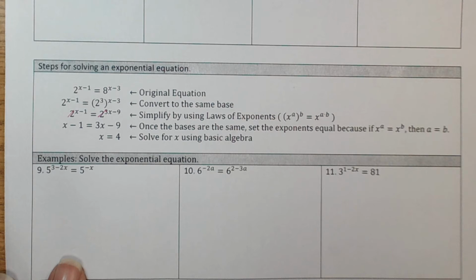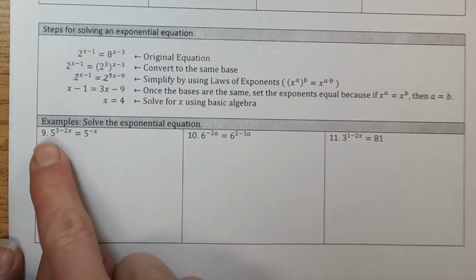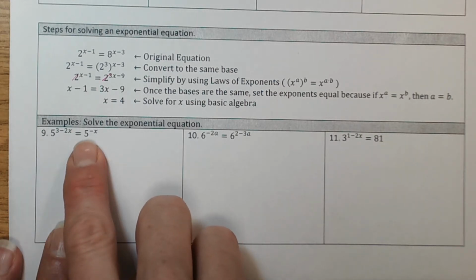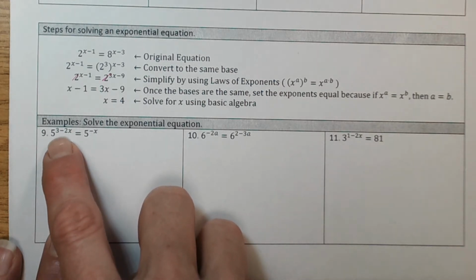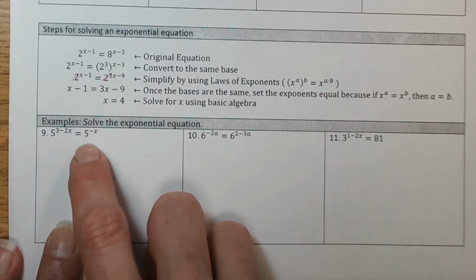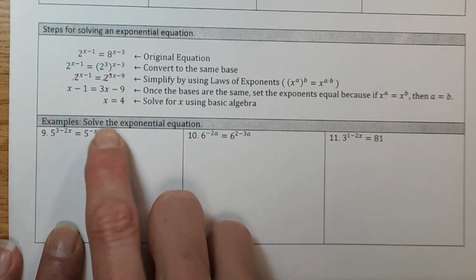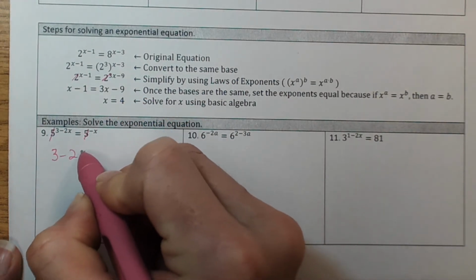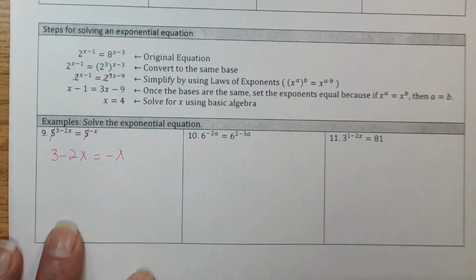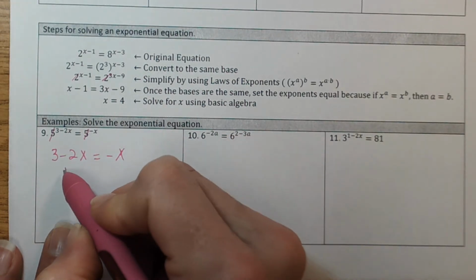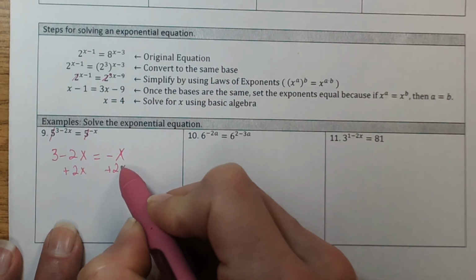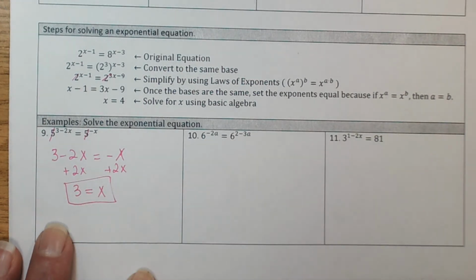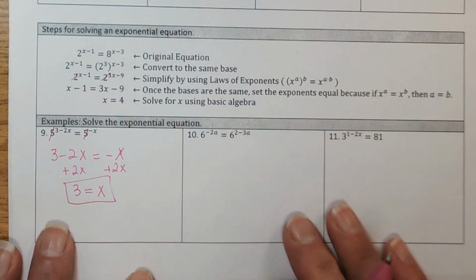And then we just solve that equation. Looking at our first one, this is nice, starting out easy. They're already in the same bases. So if 4 to the 3 minus 2x is equal to 5 to the negative x, then that means my exponents are the same. So I'm going to mark out the bases and write the equation 3 minus 2x is equal to negative x, and then I'm going to just solve. I'm going to add my 2x to both sides, and then I have 3 is equal to x. So x is equal to 3. That would be the solution to this exponential.